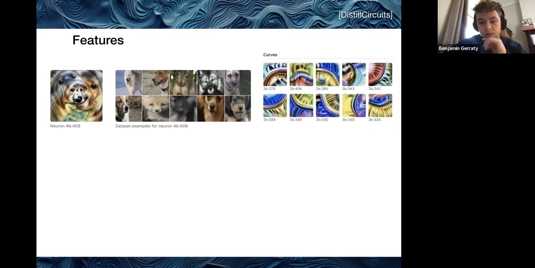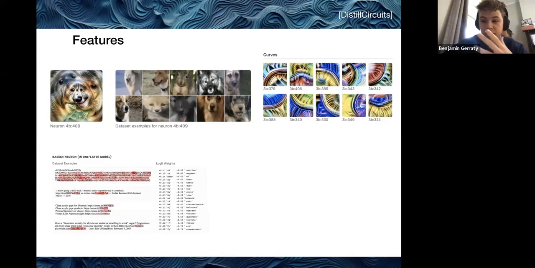Another example could be something like a curve detector. So these are some inputs that maximally activate some neurons in the same model. And we can see that it looks like they're trying to detect curves. So that could be a feature that is detecting curves.